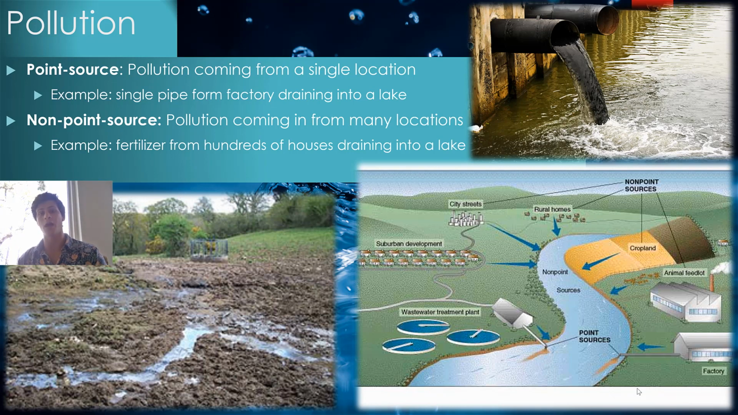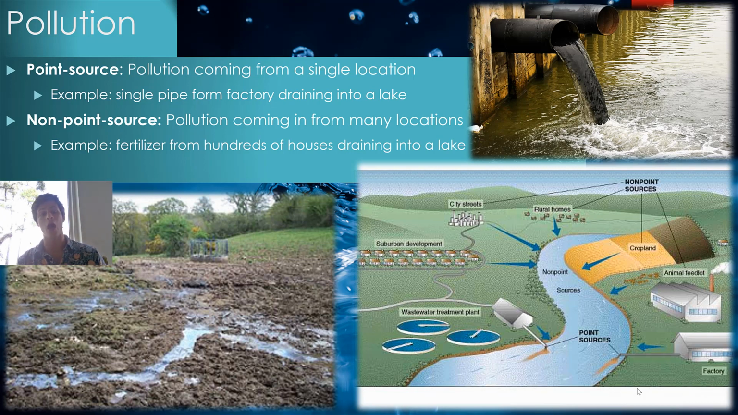Think of this on the top right hand side of your screen when you see that pollution being dumped from a single pipe. That is a point source form of pollution. It is direct, it is identifiable, and it is usually very easy to monitor, to adjust, and to fix if there is a problem associated with that point source pollution.